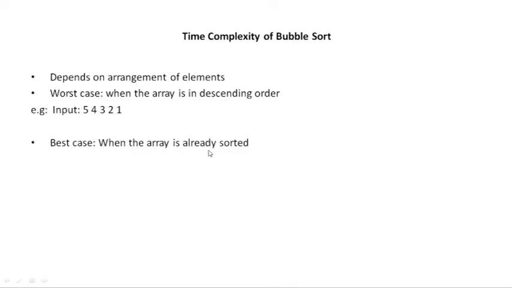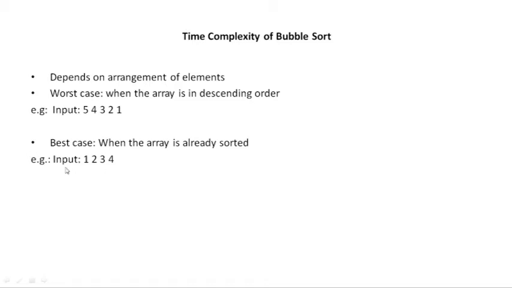But the best case is when the array is already sorted, like when the array is 1, 2, 3, 4. Then at least one pass is required, because how is the algorithm going to know whether the array is sorted or not? For that it is going to take one pass at least. That's why the best case is when the array is already sorted and we need only one pass. After one pass the algorithm will know that this input is sorted, so we don't need more passes. So this is the best case, and there will be no swapping of elements. If the array is already sorted, there will be no single swap.